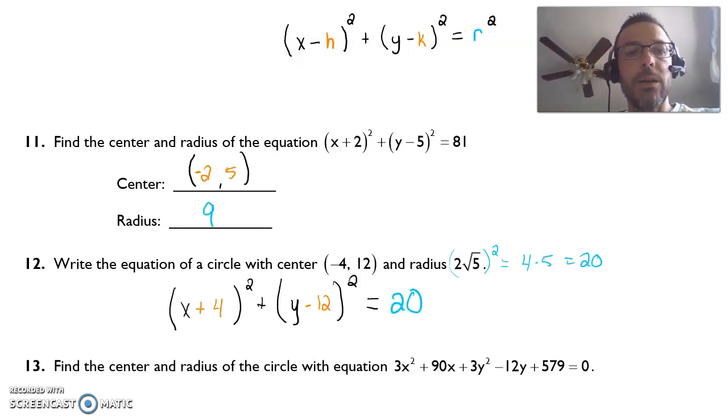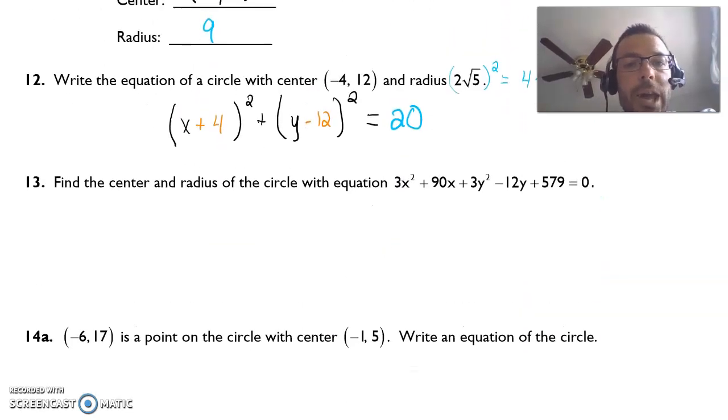Okay, so we've got our coordinates for our center and our radius. Take the square root of r squared, gets you the radius. If you have r, you've got to square it to put it into your equation. Now the last few problems here are going to be putting all of those pieces together, where we're looking at 3x squared plus 90x plus 3y squared minus 12y plus 579 equals 0.